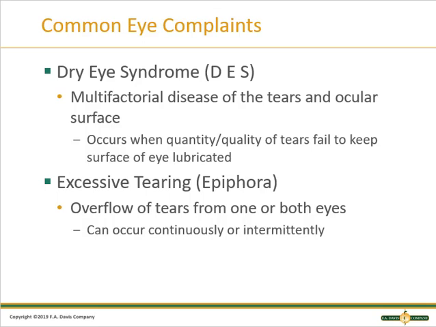This is a disease of the tears and eye surfaces that can be caused by many different factors. These factors can cause discomfort, visual disturbances, and instability of a thin fluid layer called your tear film that covers most of the eye. Simply, it's when the quality and the quantity of tears do not keep the surface of the eye lubricated.